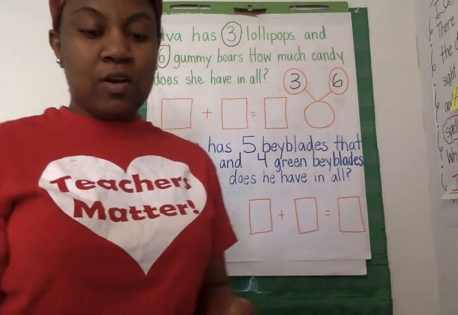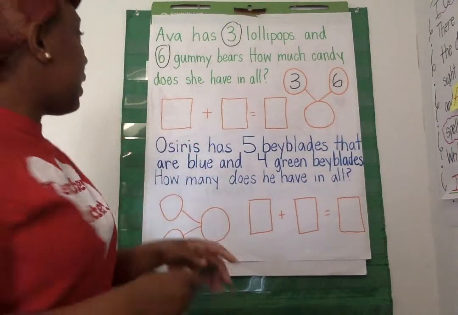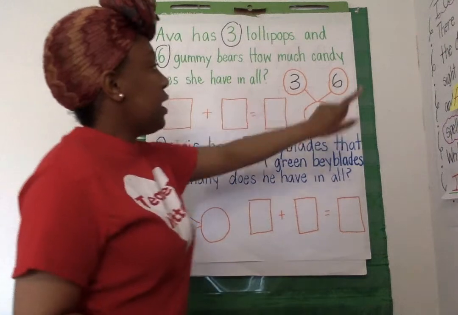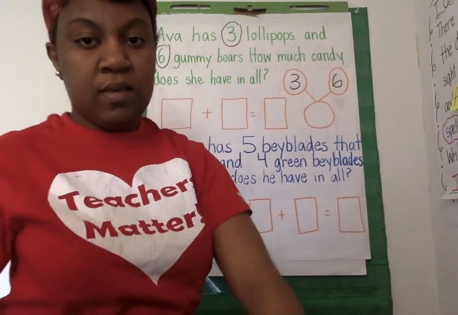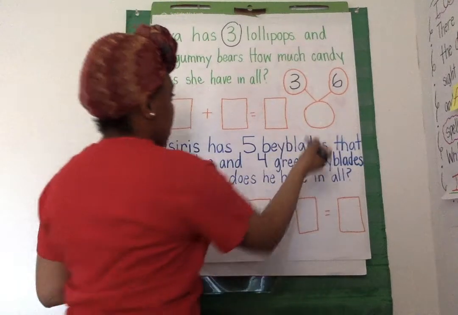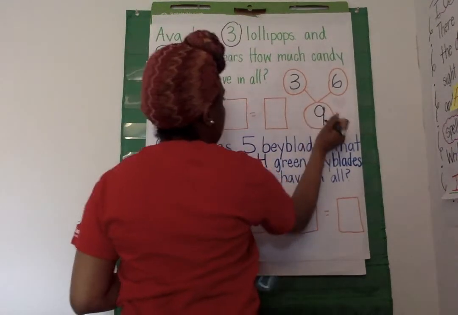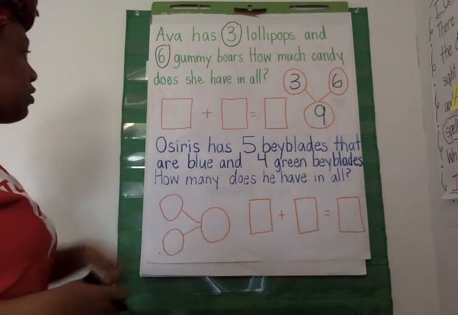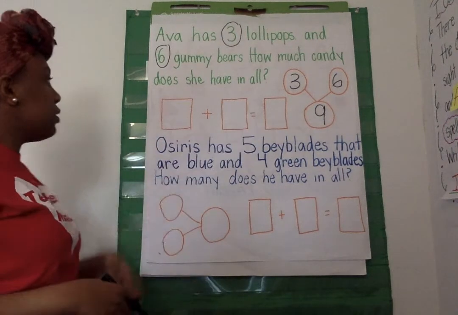So let's finish our number bond. We have 3 and 6. It makes 9. So let's put that right there in our whole. 9. So let's finish our addition sentence now.